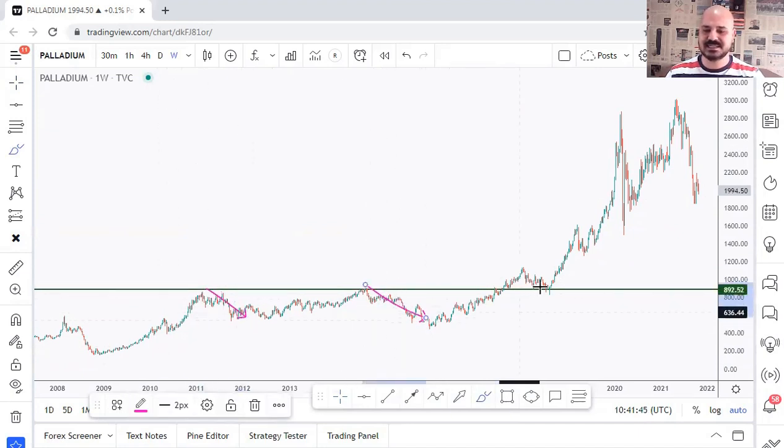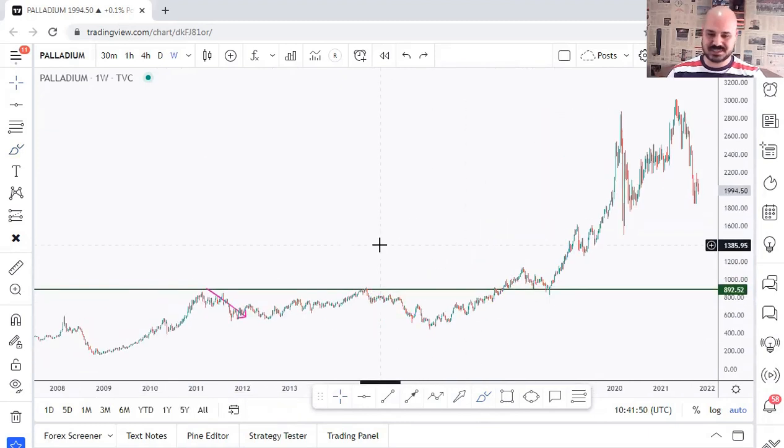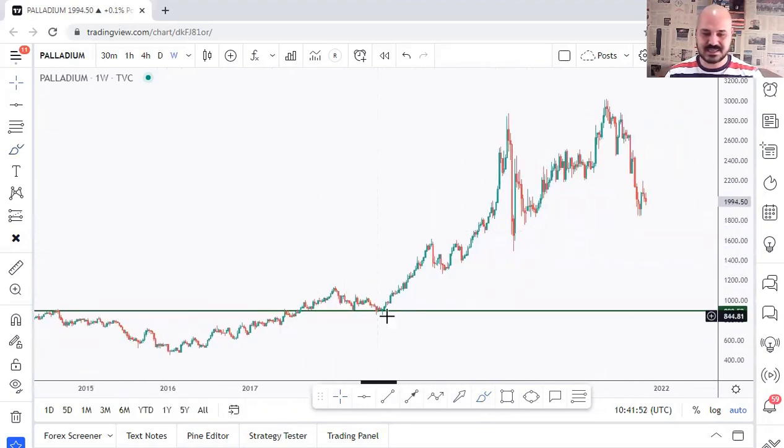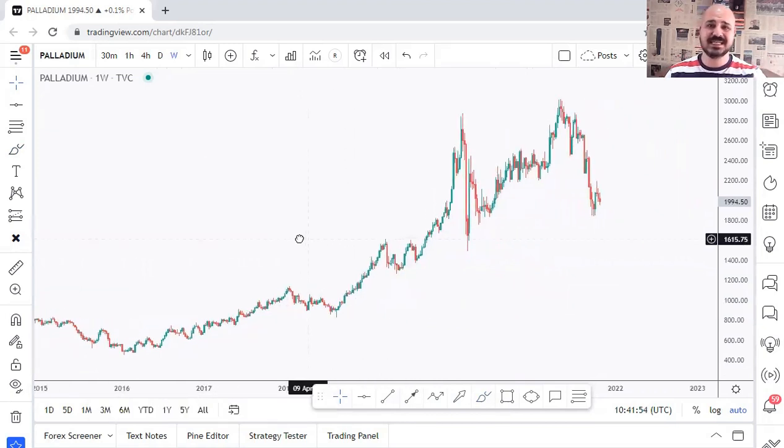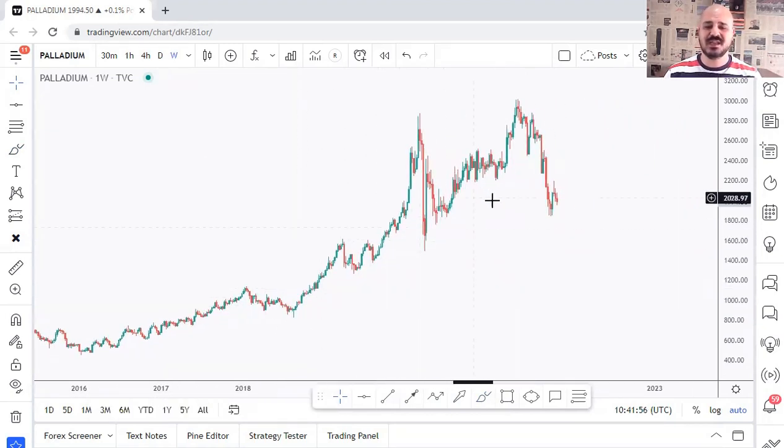So resistance, broke it upward, support. So now this is a typical support and resistance. However, since then the price was trading higher in an aggressive manner. That's why we can't really find typical supply and resistance. That's why let's go for round numbers.